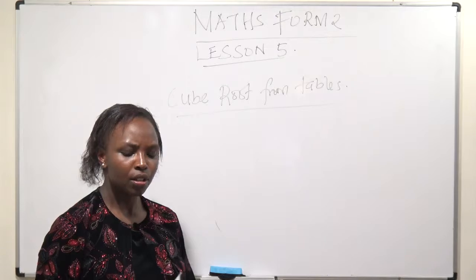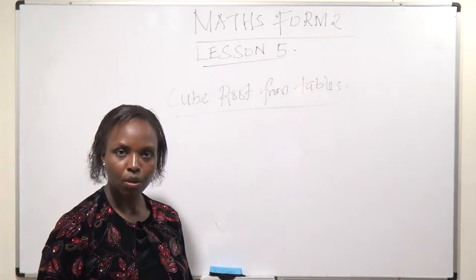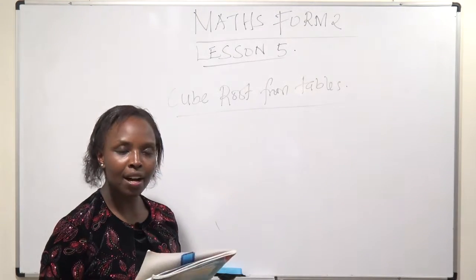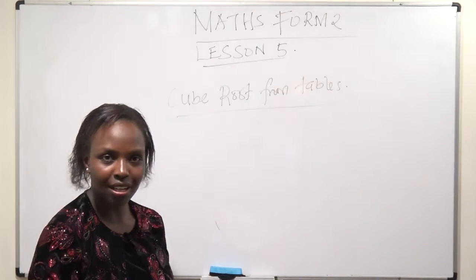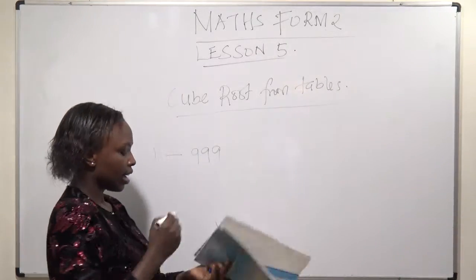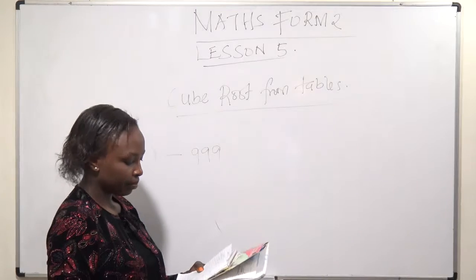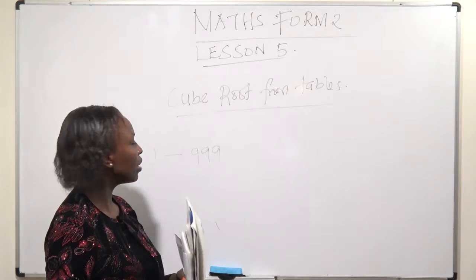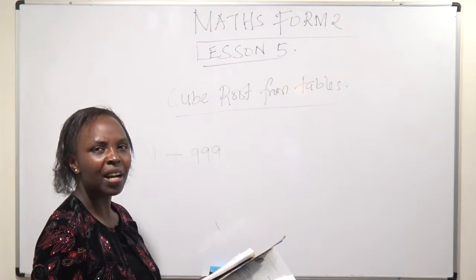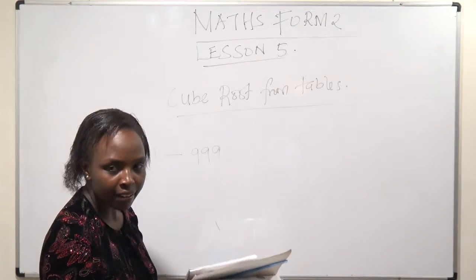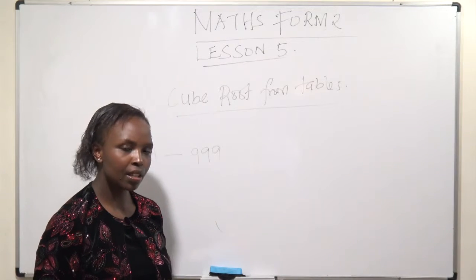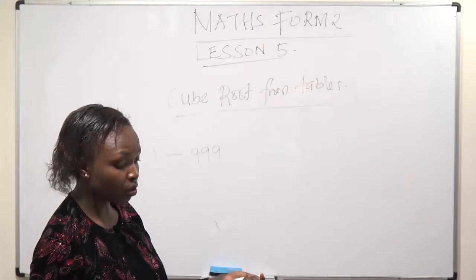So how do we do the reverse? There are a number of points that you are supposed to note when you are using the mathematical table to look for the cube root of numbers. One of them is that if a number lies between 1 and 1,000, that is from 1 to 999, such a number can be looked for from the mathematical table. So if you want, for instance, a cube root of a number like 40, 60, 700, 800, it is possible to look for it from the mathematical table. We are going to look at how we go about that.